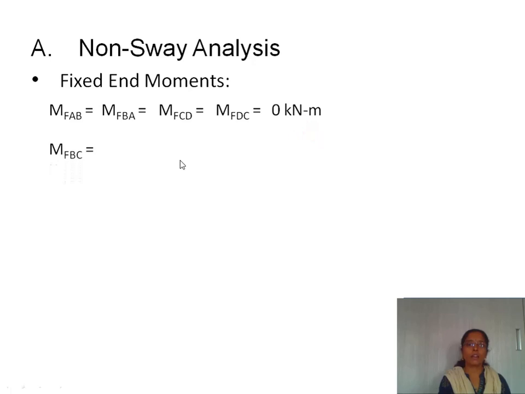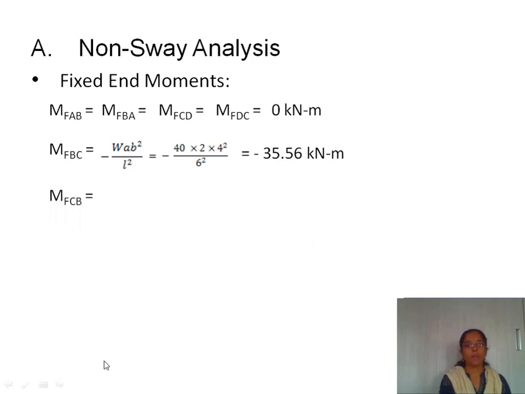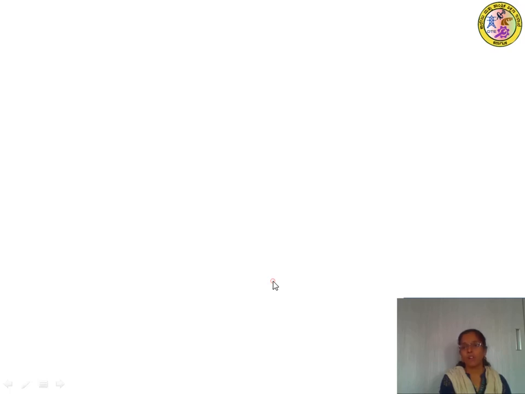Next, we will calculate it for MFBC, which is subjected to an eccentric point load. Therefore, it is calculated by minus W a b square by L square, which will be equal to minus 40 into 2 into 4 square by 6 square, that will be equal to minus 35.56 kilonewton meter. Next, MFCB is equal to W b a square by L square, that will be equal to 40 into 4 into 2 square by 6 square, and it will be equal to 17.78 kilonewton meter. So these are the fixed end moments for non-sway analysis.